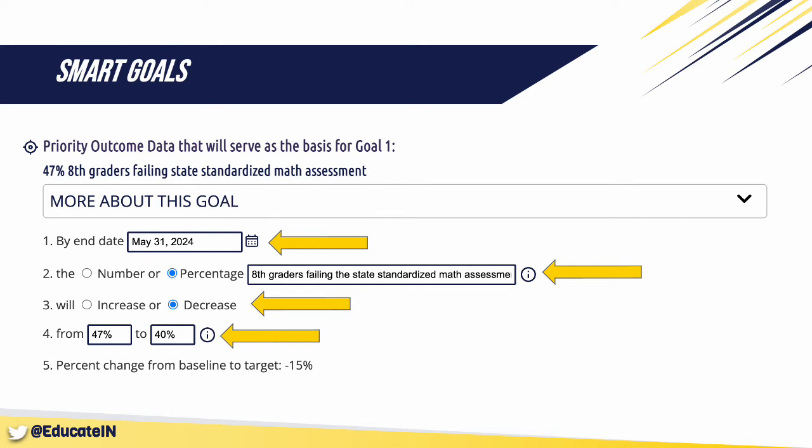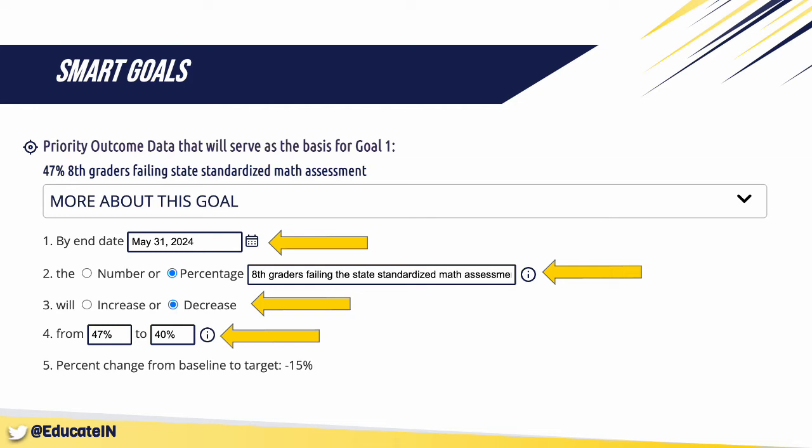Step 4. Next, we'll fill in our baseline data and our target data. Our baseline is wherever we're starting. So if our data point that served as the basis for our goal showed that we have 47% of 8th grade students who are not passing the state standardized math assessment, our baseline is 47. We'd like to see a decrease, so our target data, what we're aiming for or hope to achieve, will be reducing that to 35% of 8th grade students who are not passing the state standardized math assessment.